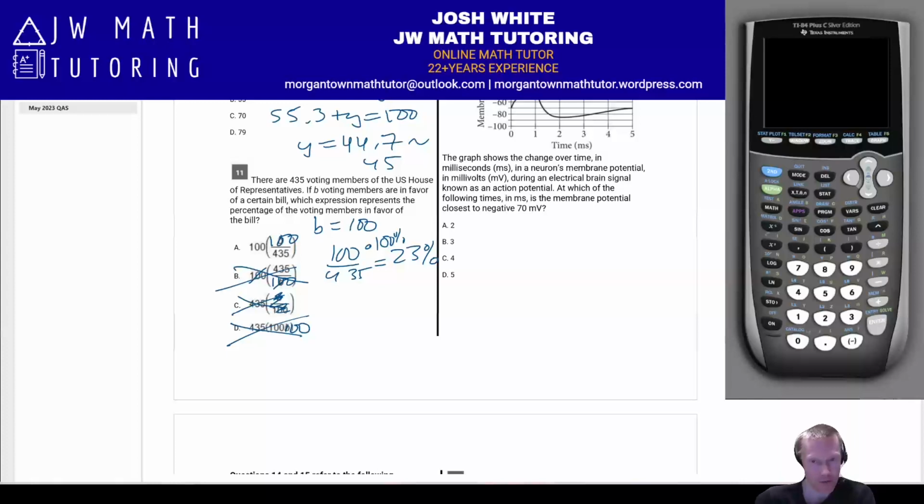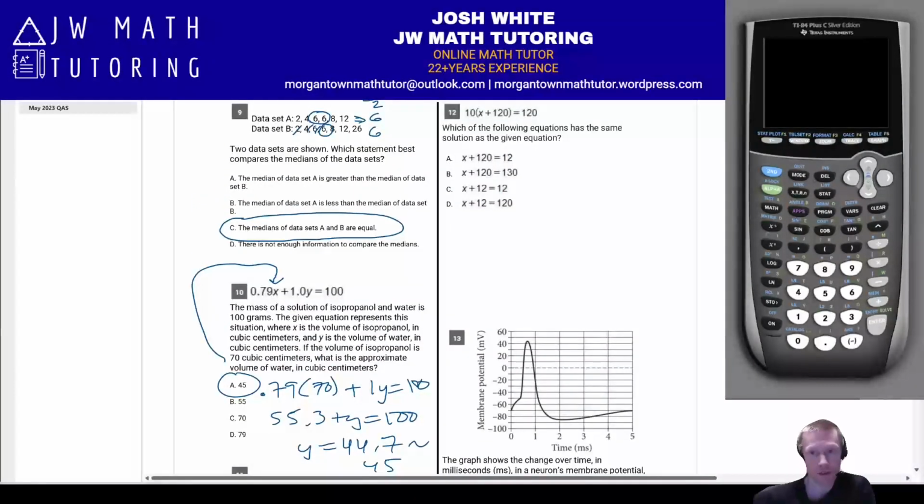If you notice what happened when I did the actual calculation here, to find the percentage, I took the number that are in favor, divided it by the total, 435, and then multiplied by 100 for the percentage. That's what's happening in answer choice A. You're taking the number in favor, B, dividing it by 435, then multiplying by 100 for the percentage. So that's kind of the theoretical way you could figure it out. But the correct answer is going to be letter A.